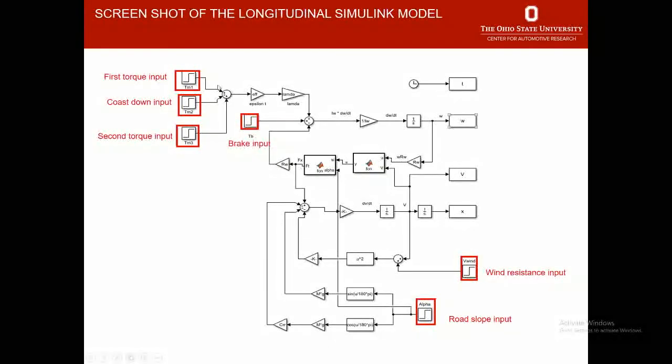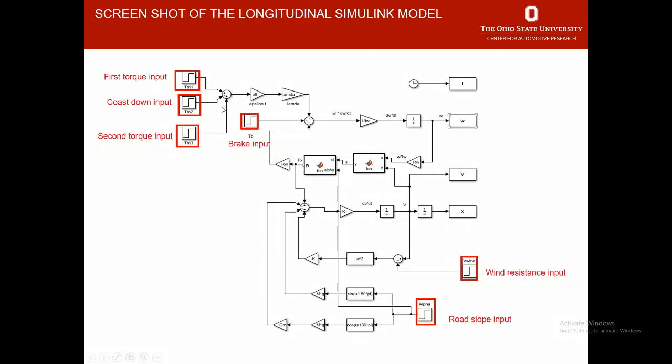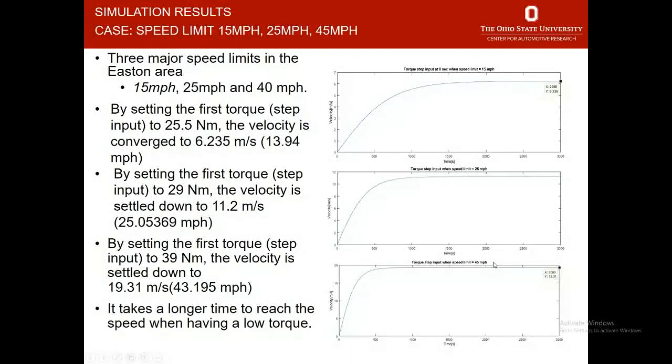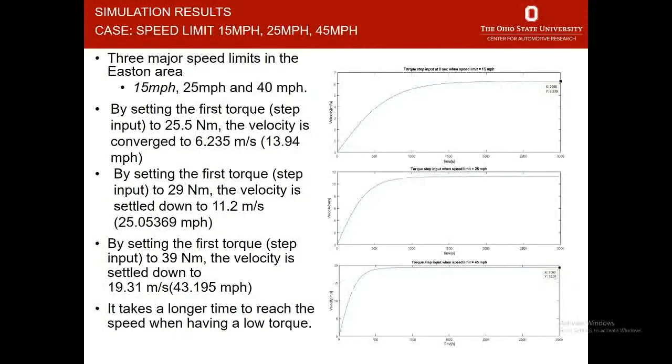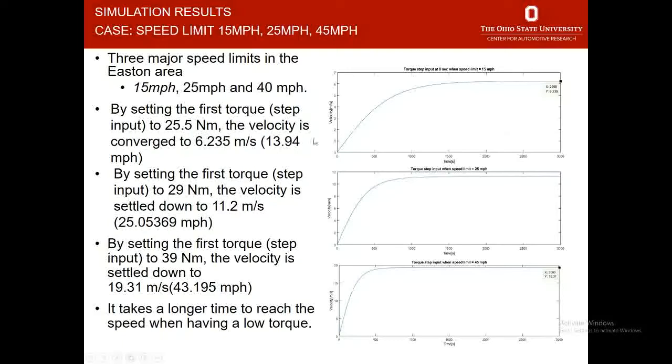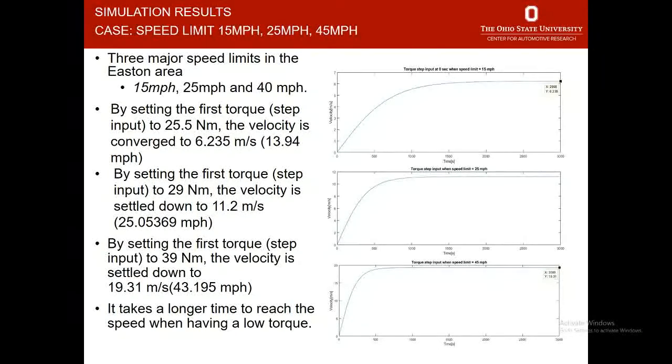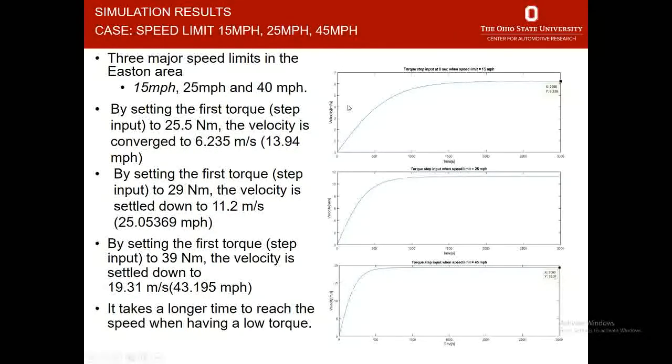There are 6 inputs. First input is the first torque input, then the coast down input, the second torque input, the brake input, the wind resistance input, and also the road slope input. There are 3 major speed limits in the eastern area. According to each of the speed limits, we have the velocity for the vehicle at 15 miles per hour, 25 miles per hour, and 40 miles per hour.